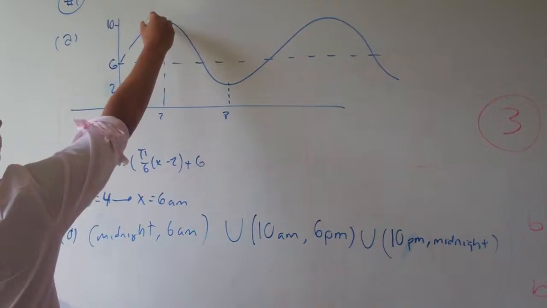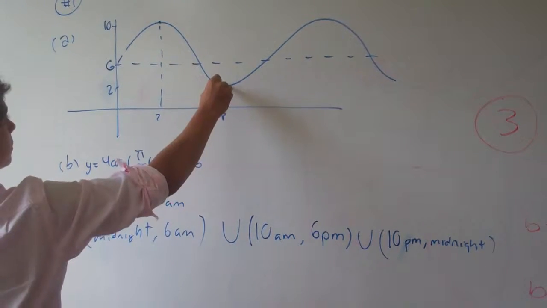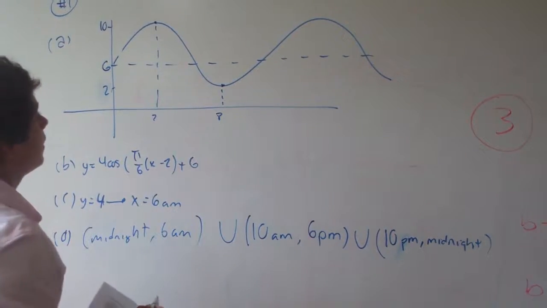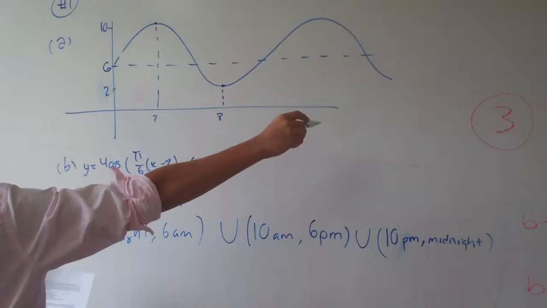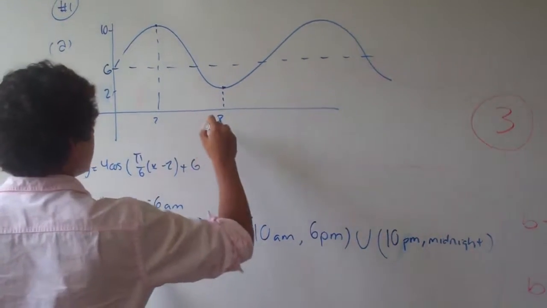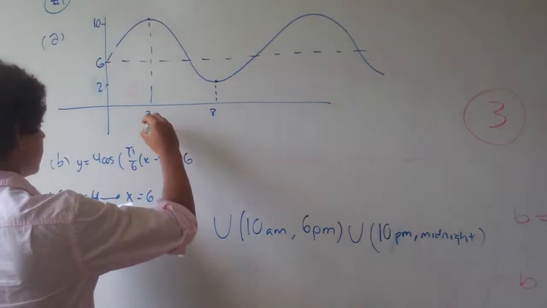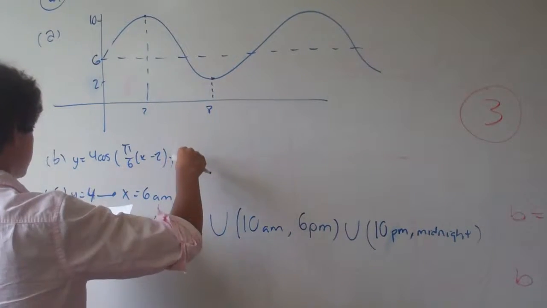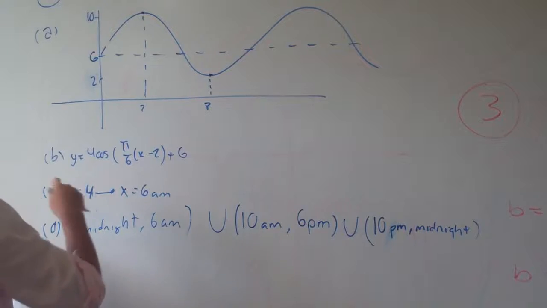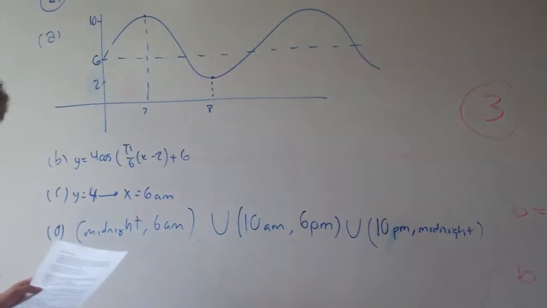So we already know this is the highest point, this is the lowest point, this is the half period, and then we know the whole period is going to be 12 hours. And then we have to write this as a function.